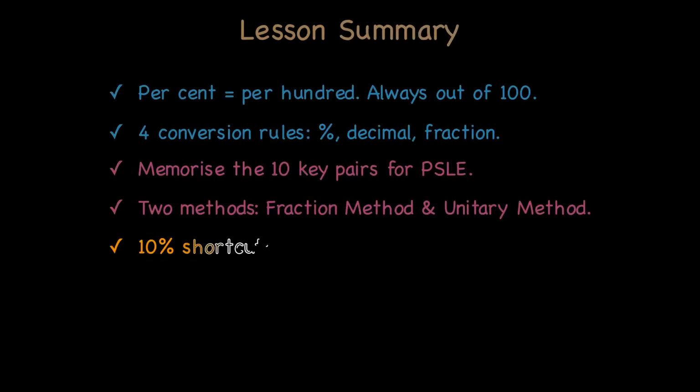Let's recap what we covered. Percent means per hundred, always out of 100. There are 4 conversion rules between percent, decimal, and fraction. Memorize the 10 key pairs for PSLE. Use the fraction method or the unitary method to find a percentage of a quantity. And the 10% shortcut makes mental calculation fast and easy.